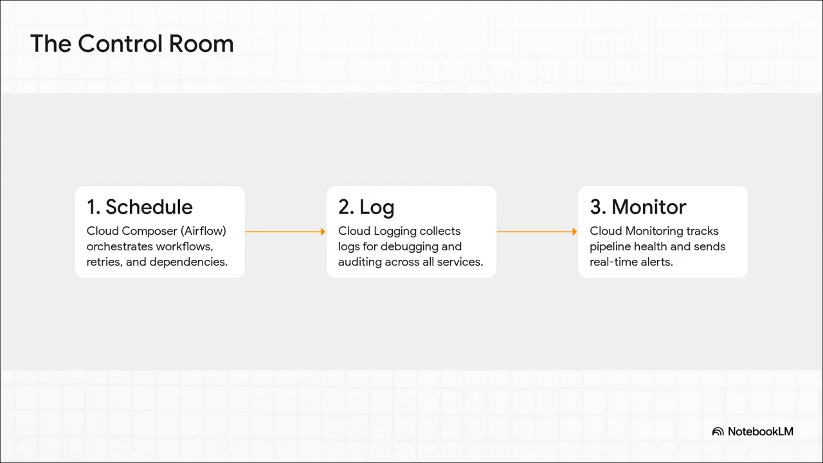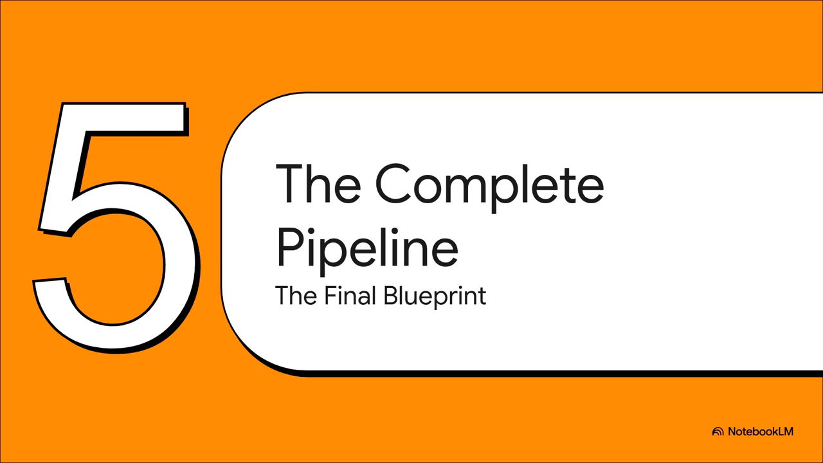First, you schedule everything with Cloud Composer. That's Google's managed version of the super popular tool, Airflow. Second, you collect every single log with Cloud Logging, so debugging is easy. And third, you use Cloud Monitoring to keep an eye on the pipeline's health and send you alerts if anything goes wrong. These 3 together give you a complete audit trail, which is absolutely critical for things like security and HIPAA compliance. So we've walked through all 4 stages, we've seen all the pieces.